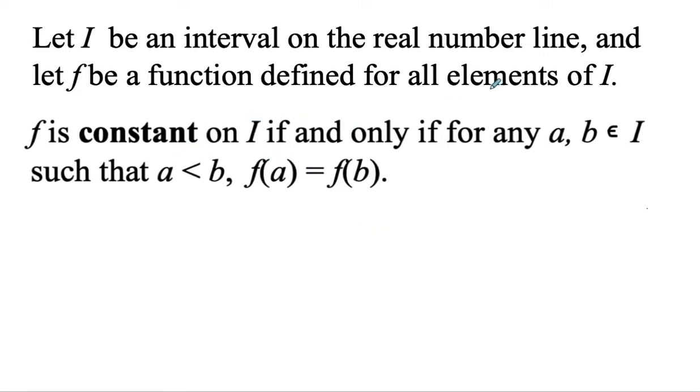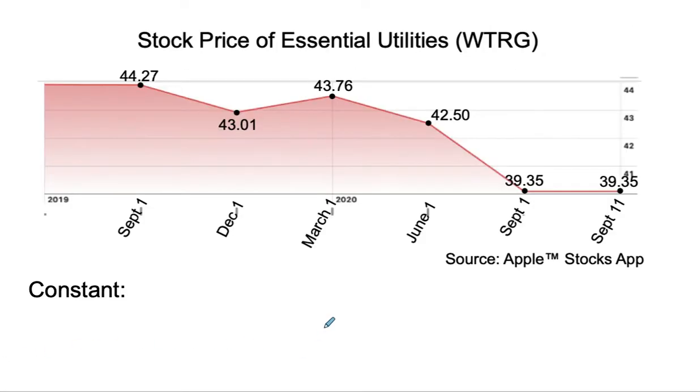Let I be an interval on the real number line, and let f be a function defined for all elements of I. F is constant on the interval if and only if for any a and b in that interval, such that a is less than b, f of a equals f of b. For Essential Utilities, we'll notice that from September 1 to September 11th, the stock price is level. It is constant. So our interval on which it is constant is September 1 to September 11th.